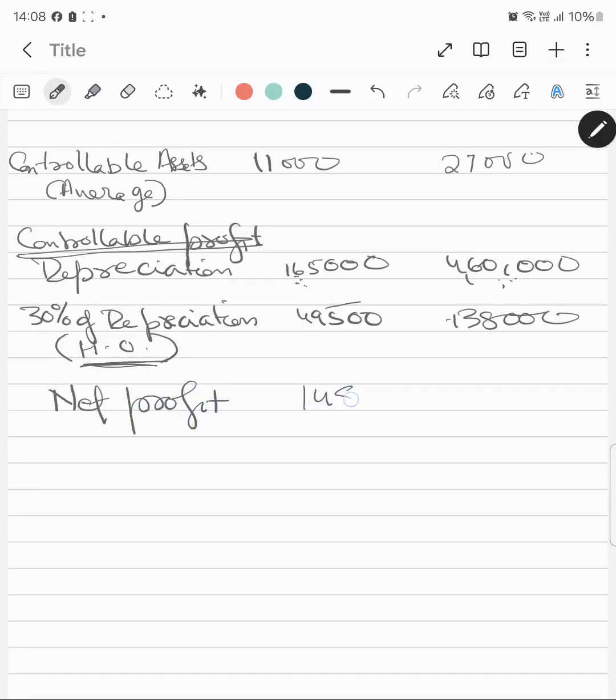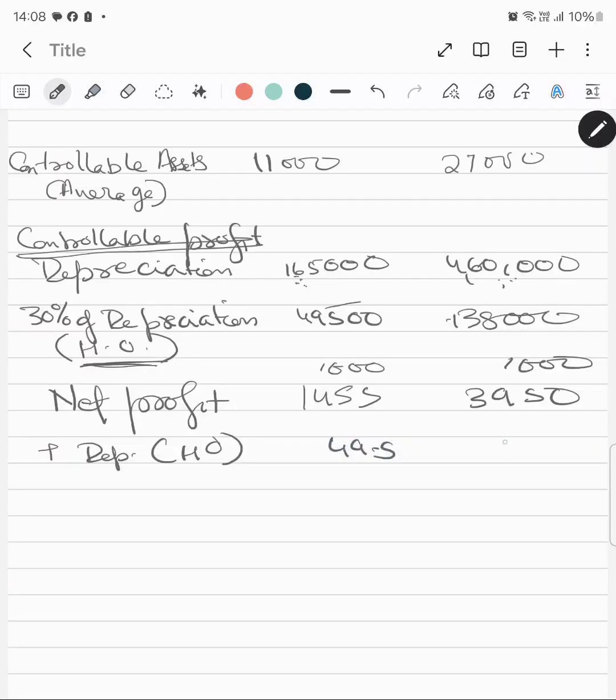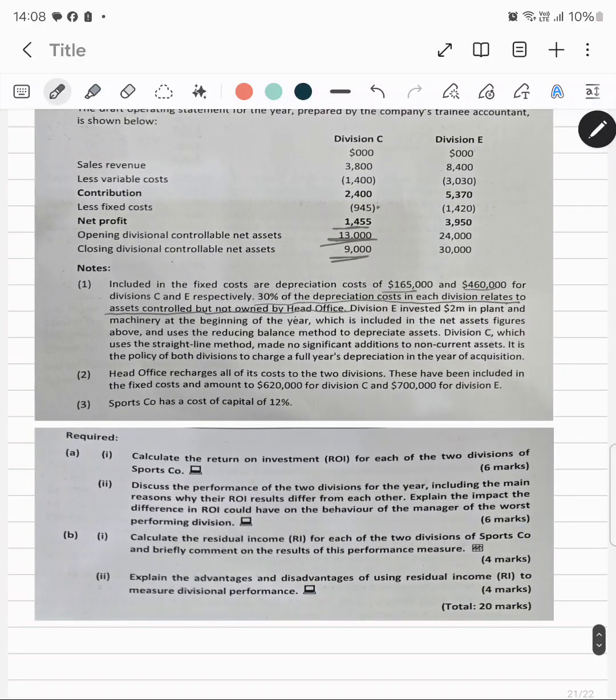The net profit given to us was 14553950, and these figures are in thousands. I will add back the depreciation of head office, which is 49.5 and 138. What else information is given? Head office recharges all of its costs to the two divisions. These have been included in the fixed cost, and the amounts were 6,20,000 and 7 lakh. This cost was also for head office only.